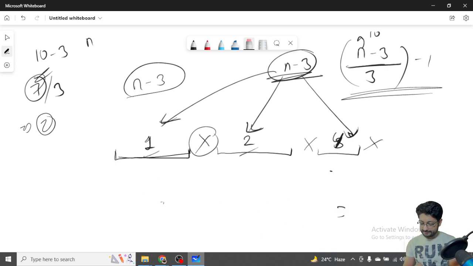Let's say I have 25 days. 25 minus 3 is 22. 22 working days are left. I have to divide it into 3. That is equal to 7.